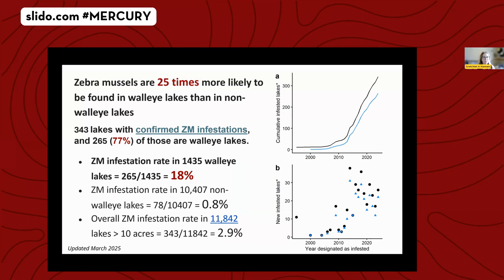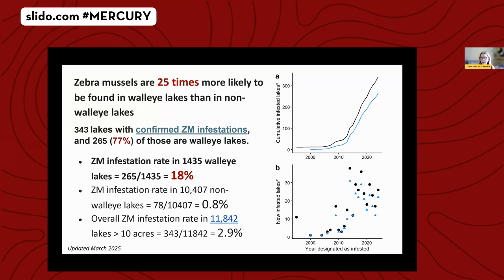Just a little side note. This project has focused a lot, it's not just focused on walleye, but kind of started with a focus on walleye. And just to note that zebra mussels are much more likely to be found in walleye lakes in Minnesota than in non-walleye lakes. As of March 2025, slightly out of date, there were 343 lakes with confirmed zebra mussel infestations in Minnesota. 77% of those are lakes that are managed for walleye. So the infestation rate in lakes that are managed for walleye is much higher than the average infestation rate across the state.